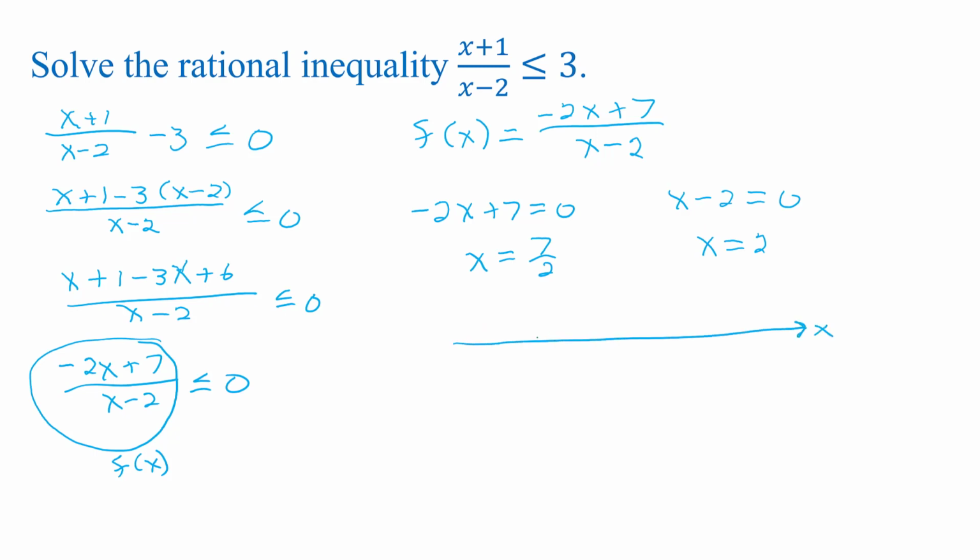Put each of these x values on our number line, so we have 2 and 7/2. Noting that 2 comes from the denominator, the function would be undefined at that value.